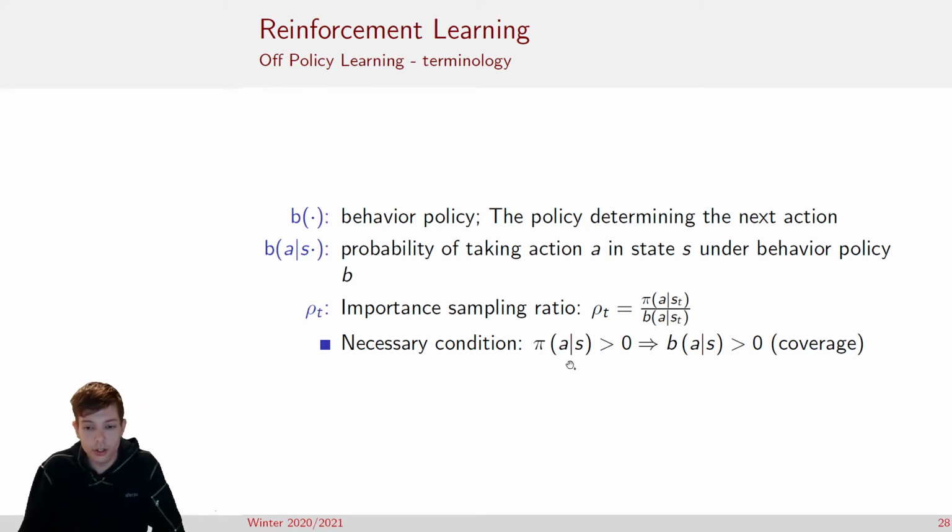And as a necessary condition, we have seen that we need coverage, so the behavior policy needs to have positive probabilities wherever the policy we want to learn has positive probability. For example, if pi and b are both epsilon greedy policies and b has a larger epsilon, then coverage is fulfilled and this condition holds.